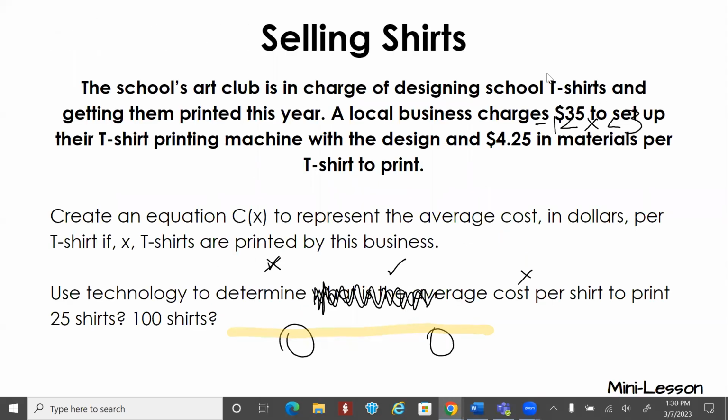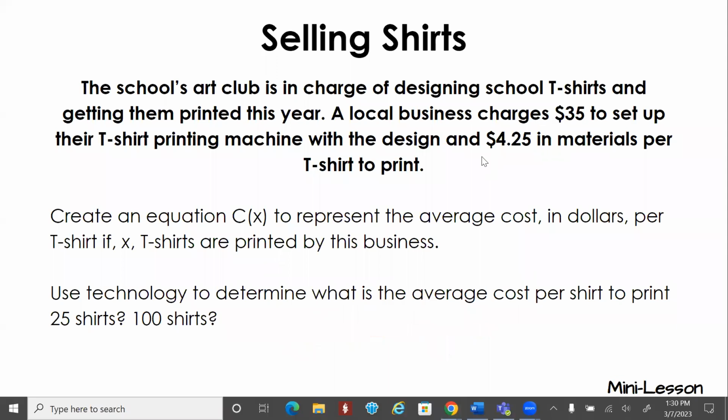I don't expect you to write all these words down. Write only the important part. Okay, so we have a school t-shirt business that charges $35 to set up their printing machine, and they charge $4.25 to print a shirt. Write those things down really quick.